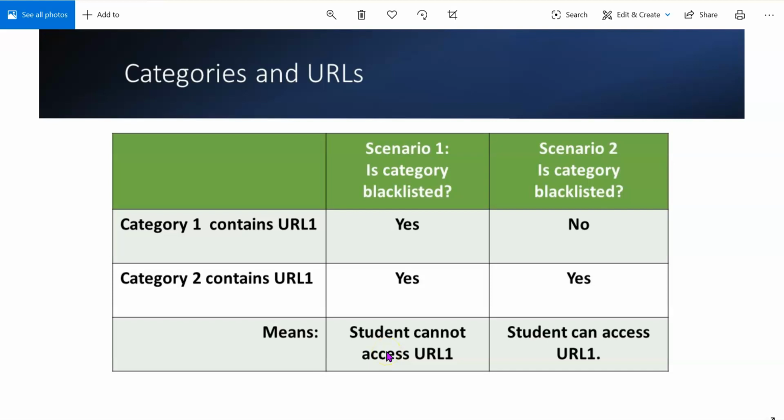But as long as one of the categories is whitelisted, even though category 2 has been blacklisted, because category 1 is allowed and URL 1 appears in category 1, then the student can actually access URL 1. This is a very important thing to note in case you wonder how come after blacklisting, blocking some categories, your child can still access the URL that you do not want your child to access. So please take note.